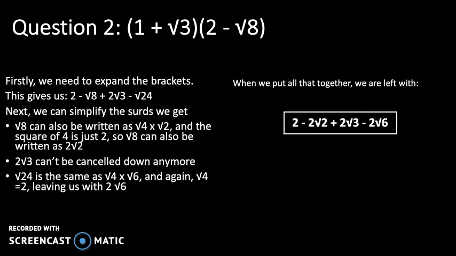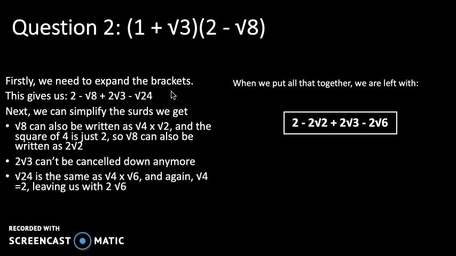I'll jump straight into another one, which is open bracket 1 plus the square root of 3, close bracket, open bracket 2 minus the square root of 8, close bracket. So the first thing we're going to do is expand the brackets. So we're going to use the smiley face method, which is, we'll start by going 1 times 2 is 2. So we can put that right here. 1 times negative the square root of 8 is minus the square root of 8. And then the square root of 3 times 2 is 2 times the square root of 3. And then the square root of 3 times minus the square root of 8 just gives us minus the square root of 24.